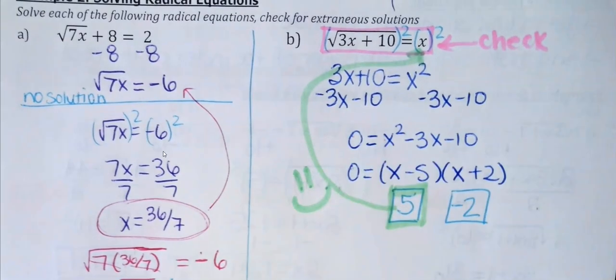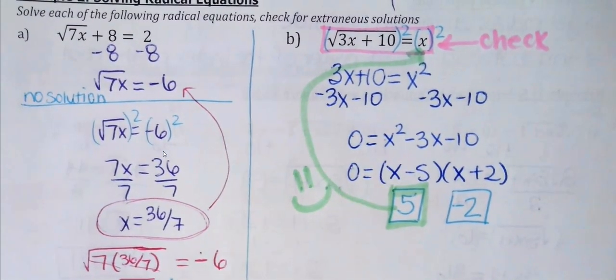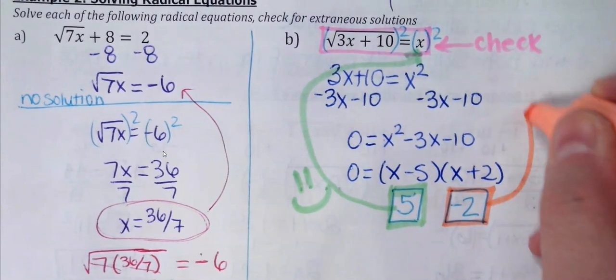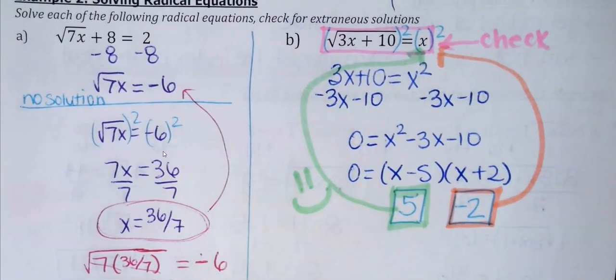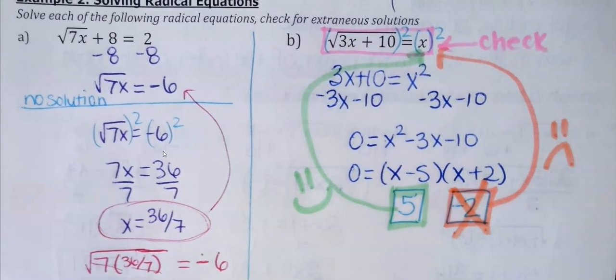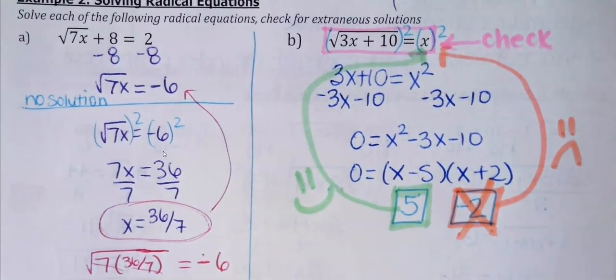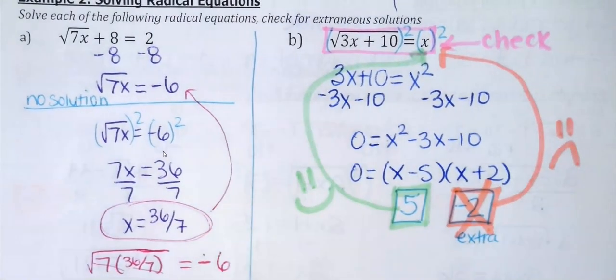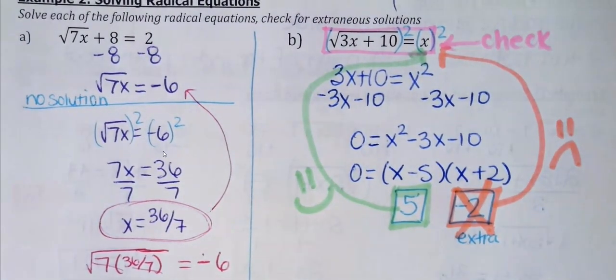So that answer works. If you plug in negative 2 to check, though, that would be a square root equal to a negative 2, and you cannot have a square root equal to a negative number. So this just has one solution. It would be the 5. Negative 2 would be what we would call an extraneous or an extra solution. You don't have to write that down or anything, but your answer to the question would just be 5.